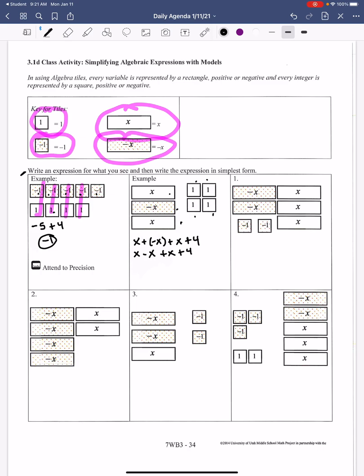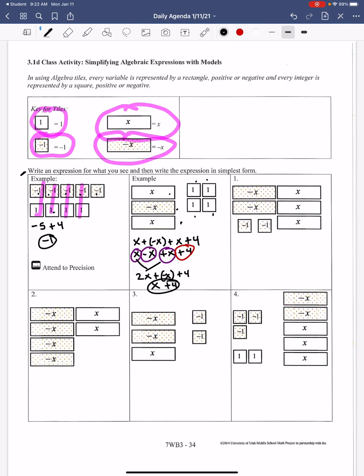So now we're going to combine our like terms. I'm going to circle: we have an x, negative x, positive x, and we'll change colors here, a 4. When I combine my like terms, I really have two positive x's, so 2x plus negative x plus 4, which is actually going to be 1x, x plus 4. That would be our simplified expression.